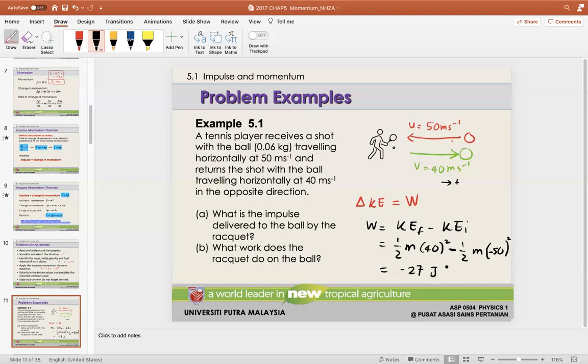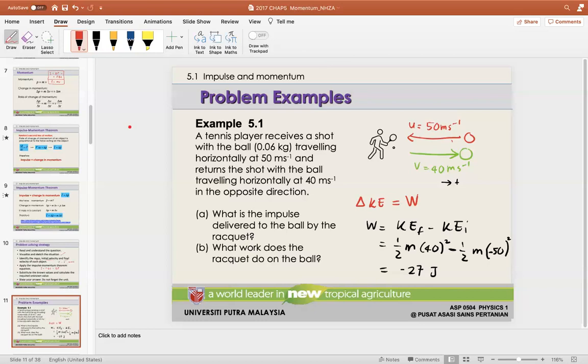Remember we talked about the work energy theorem in Chapter 4. The work energy theorem says a positive work will increase the speed of the object, a negative work will decrease the speed of the object. I also added something: if you have positive work, you are increasing in energy; if you have negative work, you are decreasing in energy. So now we have a negative work. What does that mean? It's decreasing. The ball loses energy from its initial condition, so the final energy is less than the initial.